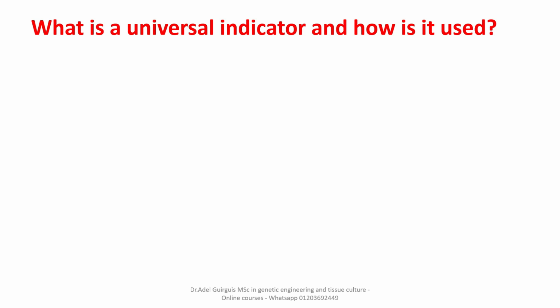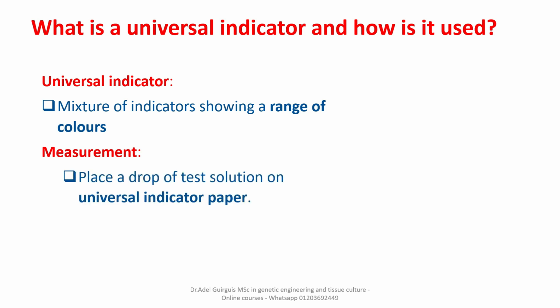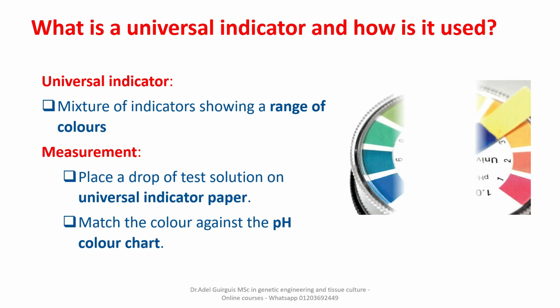What is meant by universal indicator and how is it used? Universal indicator is a mixture of indicators, a group of dyes, a group of chemicals showing a range of colors. It is used for estimate measurement of pH. We place a drop of the test solution, the unknown solution, on universal indicator paper, and then match the color of the paper against the pH color chart.